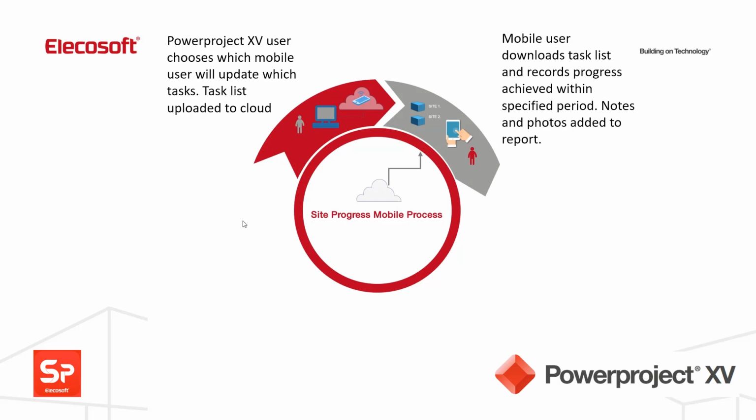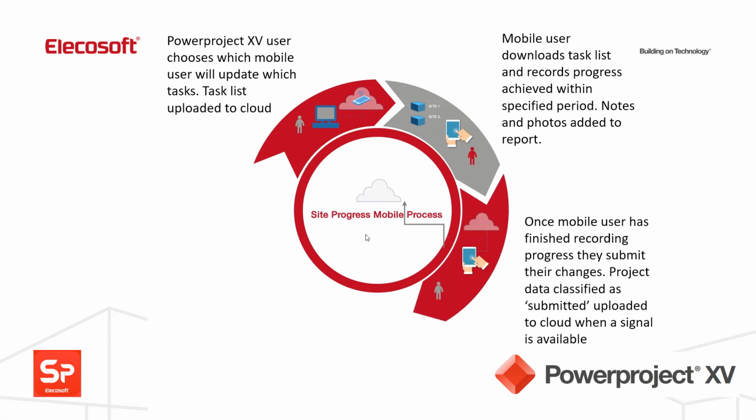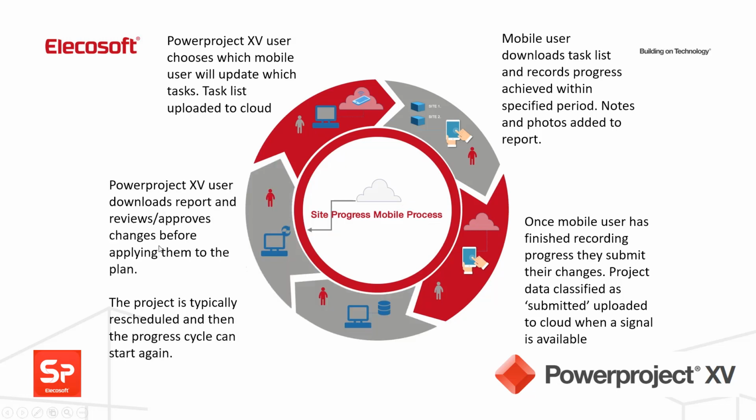The mobile user gets an email telling them that tasks have been assigned to them. They log in on their device and they download the information. That's the only time they need a signal. They progress the work throughout the period, and then they add notes and photographs and progress information. And when they've finished and the end of the period has arrived, they submit those changes. The information is gone from their phone. The Powerproject originator is informed about that by an email.